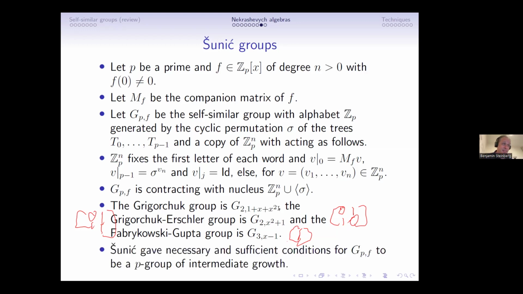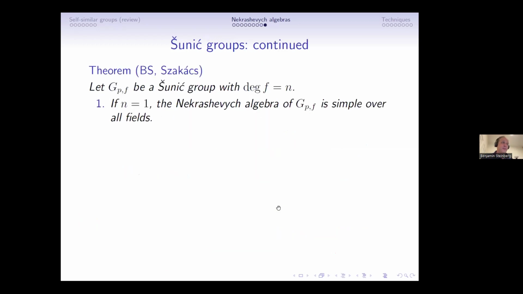And Sunik gave necessary and sufficient conditions for these kinds of groups to be P groups of intermediate growth. So they're kind of generalizations of the Grigorchuk group. And so here's what we proved for these guys. If you take a Sunik group where the polynomial has degree n, then if n is 1, the corresponding algebra is always simple over all fields. So this includes things like that Fabrykowski-Gupta group.